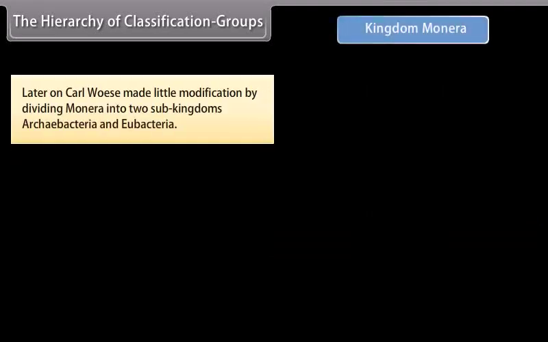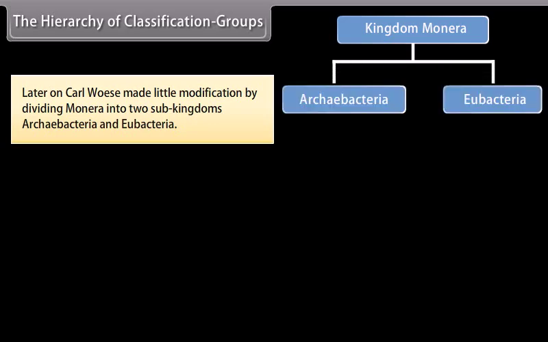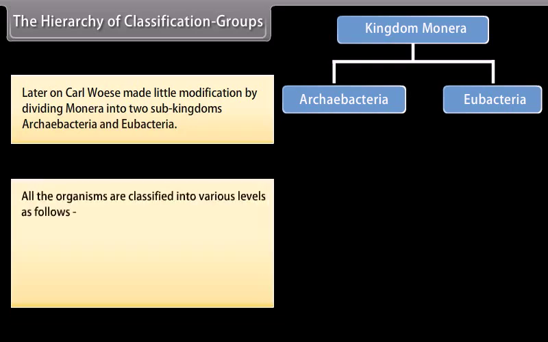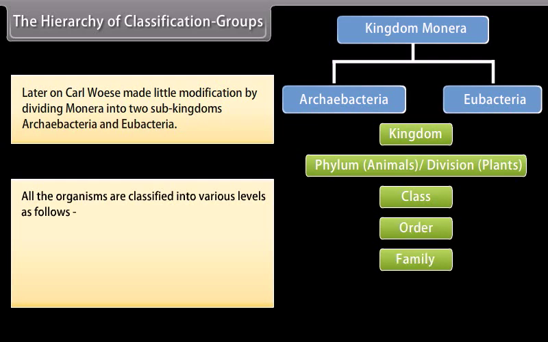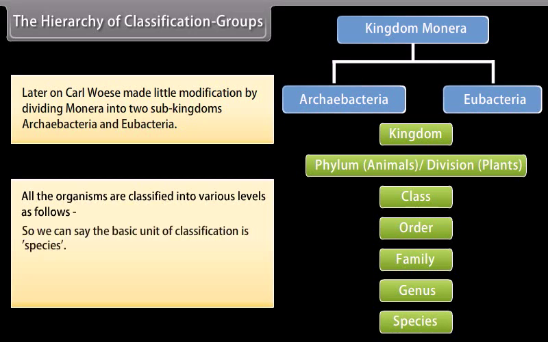Later on, Carl Woese made a little modification by dividing Monera into two sub-kingdoms, Archaebacteria and Eubacteria. All the organisms are classified into various levels as follows: kingdom, phylum for animals, division for plants, class, order, family, genus, species. So we can say the basic unit of classification is species. Now we are going to discuss important characters of the five kingdoms.